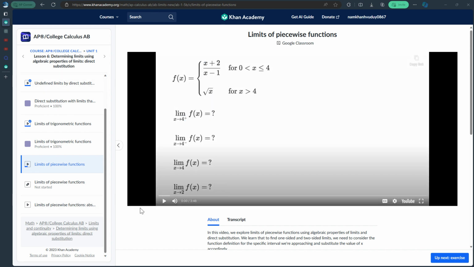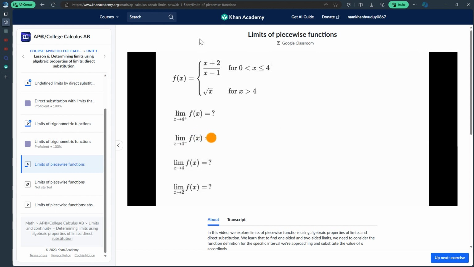Alright, so let's watch the video together. Let's think a little bit about limits of piecewise functions that are defined algebraically, like our f of x right over here. Pause this video and see if you can figure out what these various limits would be. Some of them are one-sided and some of them are regular limits or two-sided limits. All right, let's start with this first one.